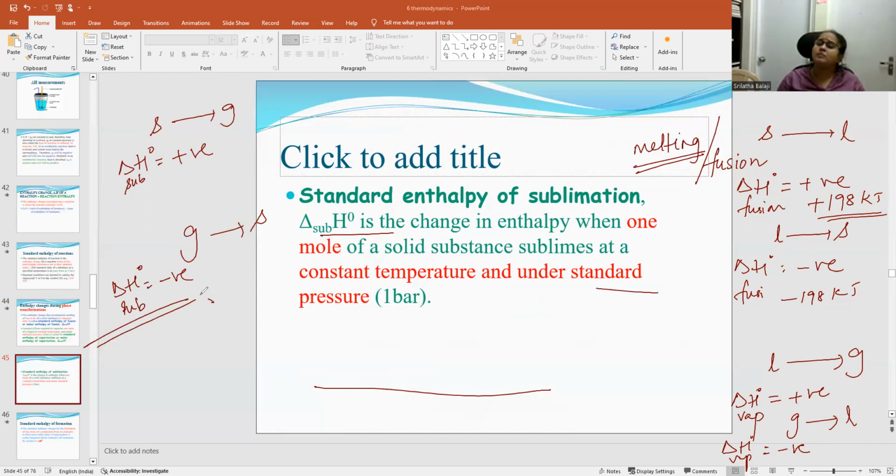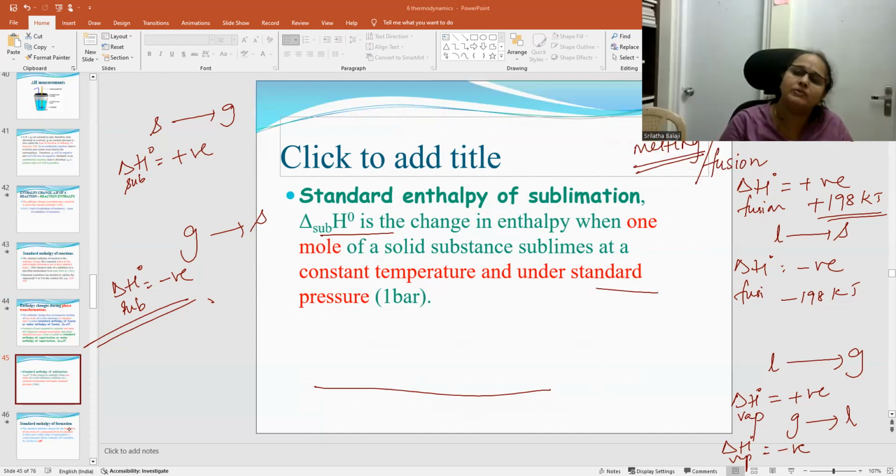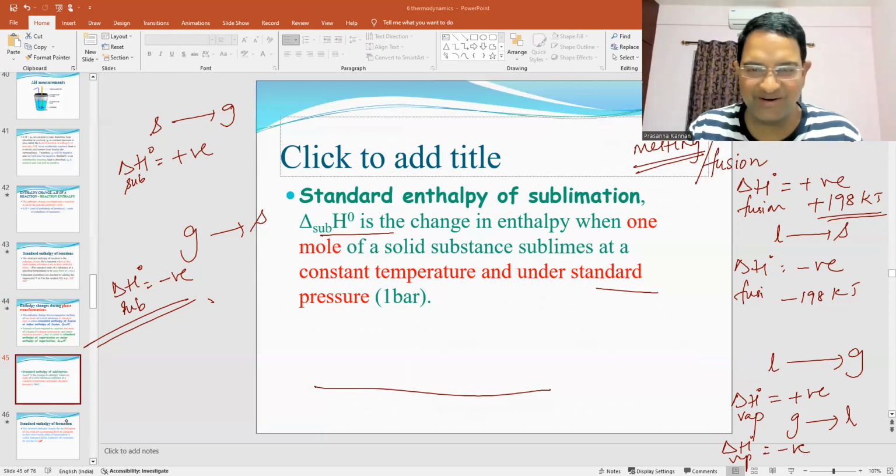What do you call the reverse of sublimation? Okay, this is an open question to you. Think about it. Deposition, right, ma'am? Yes, sir. Deposition is also correct. And even sometimes we say sublimation. That's also correct. Both are called sublimation. It can be referred to both ways.